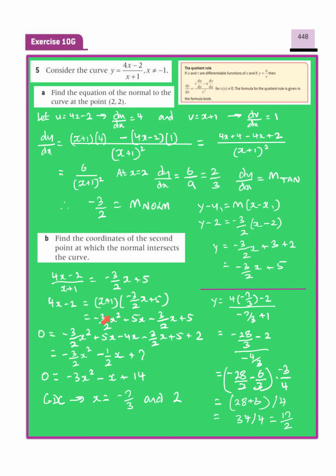So the coordinates are x is minus 7 on 3 and y is 17 on 2. And we'll write that down here. So that would be (minus 7 on 3, 17 on 2). And that would be the solution for B.